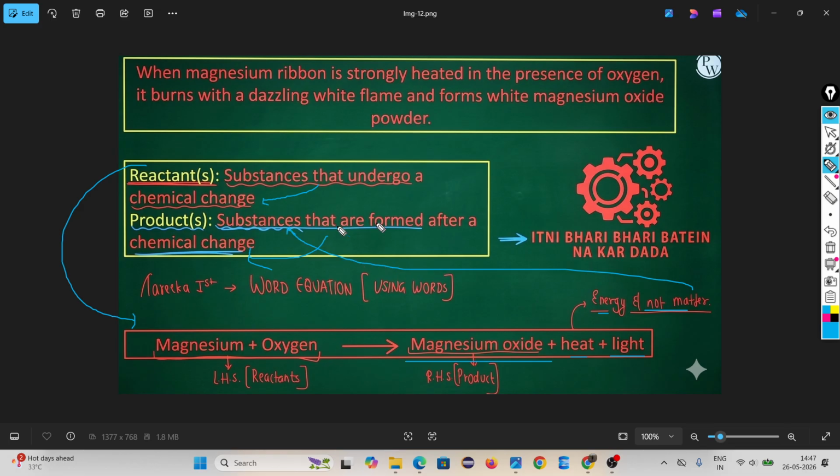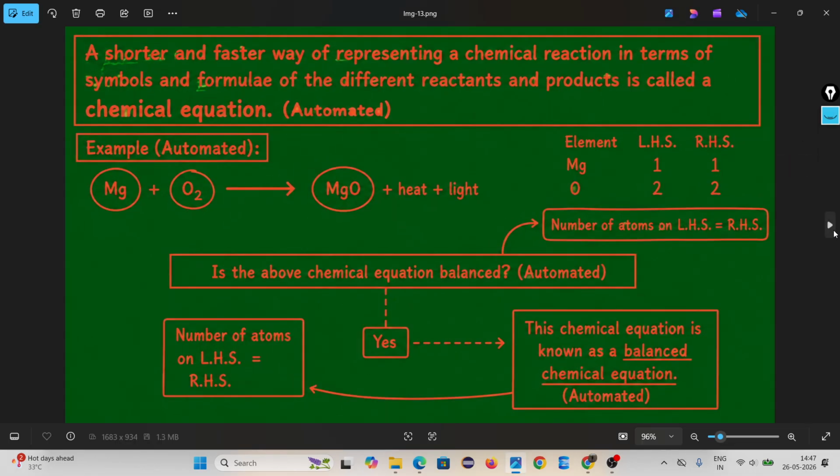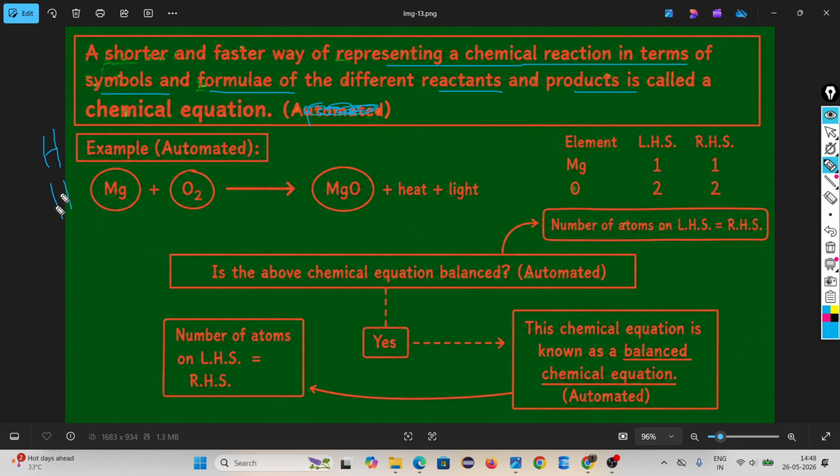Then, the chemical equation. A chemical equation is nothing but a shorter, faster way of representing a chemical reaction in terms of symbols and formulas for the different reactants and products. You know, hydrogen can be written as H, helium He, lithium Li. These are called symbols, and formulas like H2SO4.